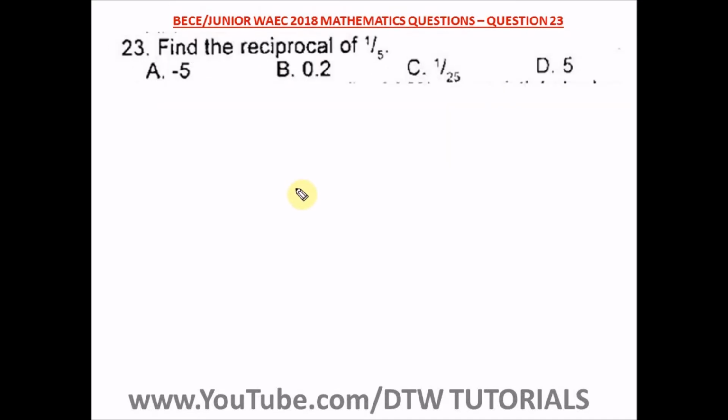Question 23 of the BECE Junior WAEC 2018 Mathematics Past Question, that's your OBJ question 23. It says, find the reciprocal of 1 over 5. When you see reciprocal in maths, it's simply the fraction turned upside down, taking your denominator to the numerator and the numerator to the denominator. So the reciprocal of 1 over 5 is 5 over 1. What is 5 over 1? It's still the same thing as 5. So this is our answer, and our right option here is option D.